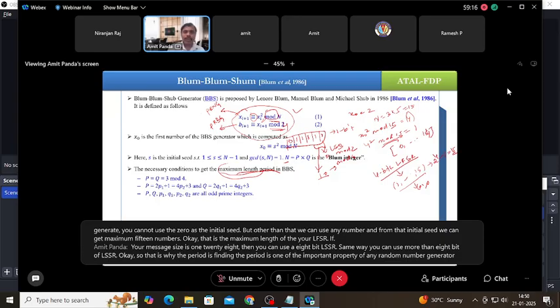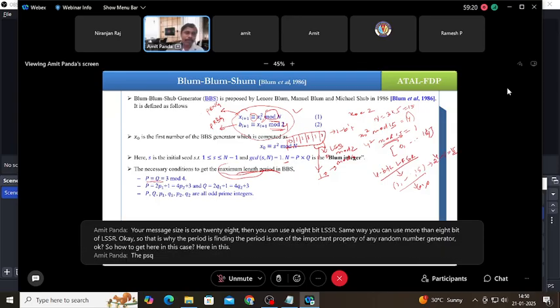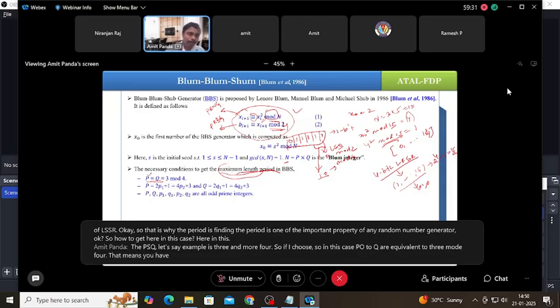Okay, so how to get here in this case? Here, for P ≡ Q, let's say the example is 3 mod 4. So if I choose P ≡ 3 mod 4, that means you have to choose a P and a Q which are each equivalent to 3 mod 4. Okay. So what is that P value?